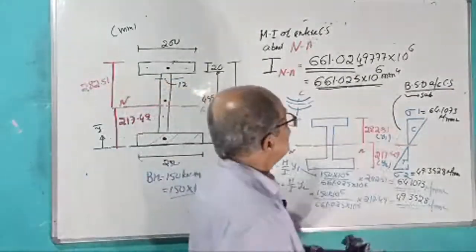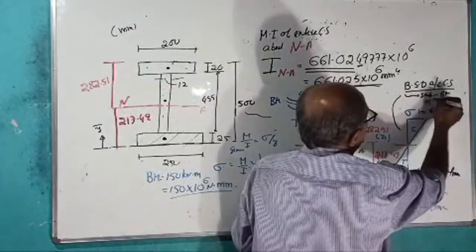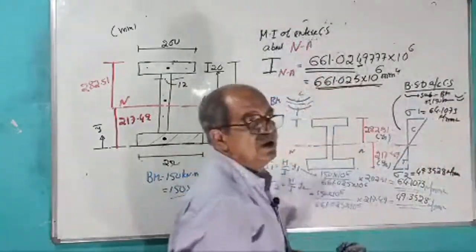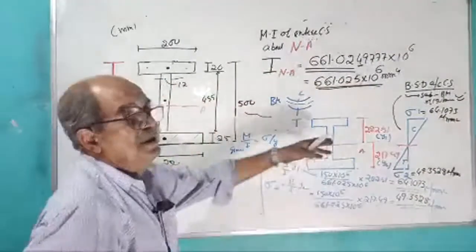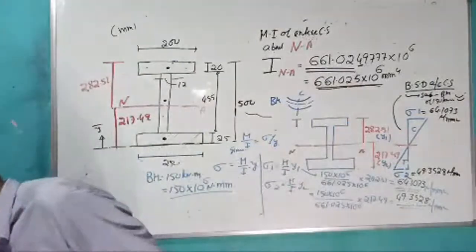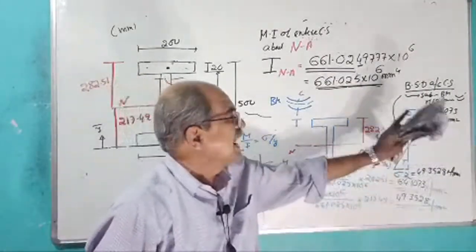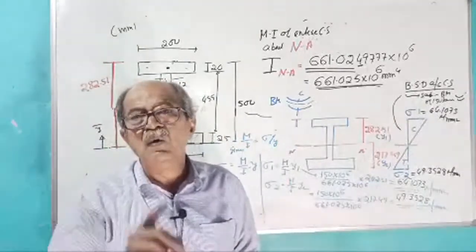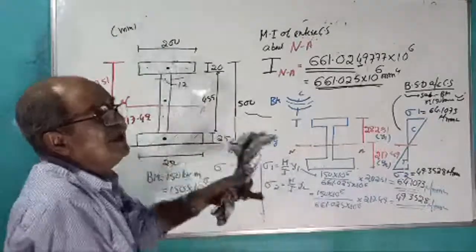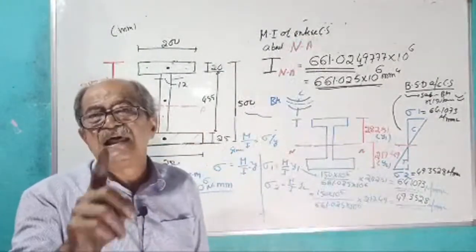Subjected to a bending moment of 150 kilonewton meter sagging. Okay, now remember, one part of the question is over. Clear now? One part of the question is over. The bending stress diagram we completed. Now we want to understand how that internal resisting moment will come, which will balance the external bending moment M.